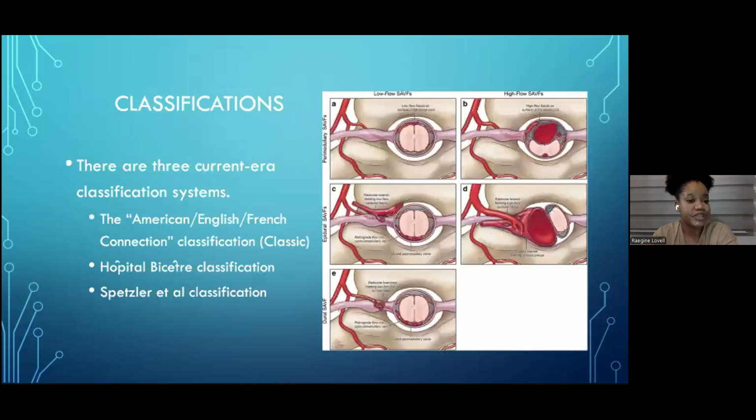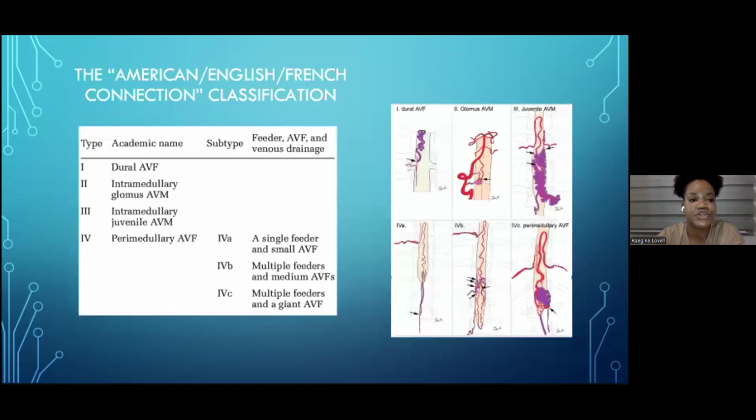So we'll go through the classifications first. There are three current era classification systems. The classic one, which we'll be focusing on mainly for this presentation, is the American English-French connection classification, then the Hôpital-Bicêtre classification, and finally the Spetzler classification. The classic divides the malformations into types 1, 2, 3, and 4.